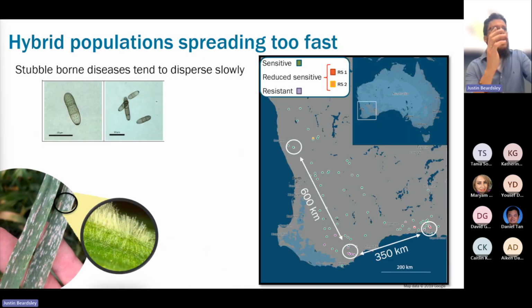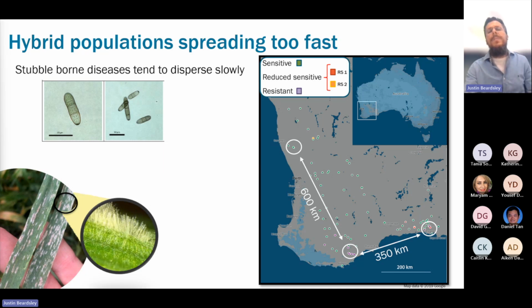Now something that we could actually understand is that this clone seemed to be moving very quickly, because originally we found it in the Esperance region, in the southeast corner of Western Australia. Then a few months later, 350 kilometers towards the west in Albany. And a year later, we found it in the north, 600 kilometers, right?